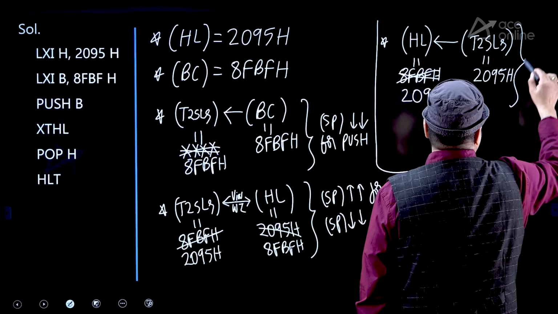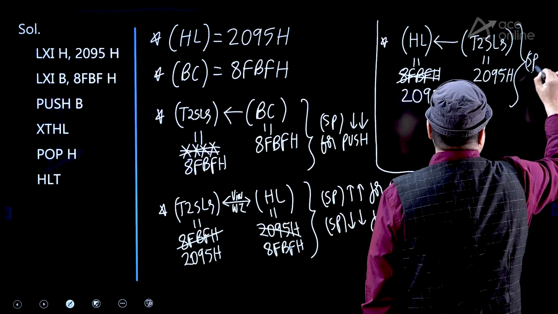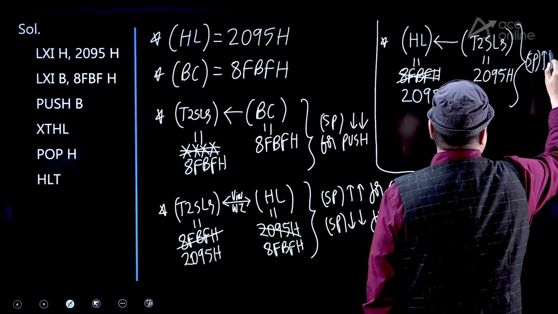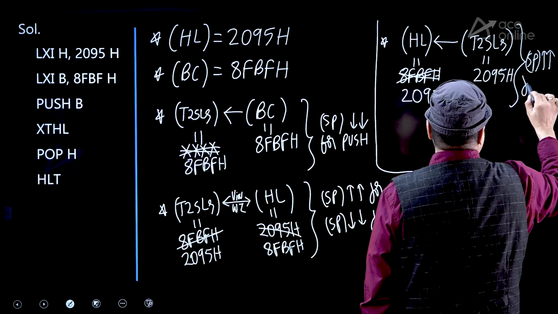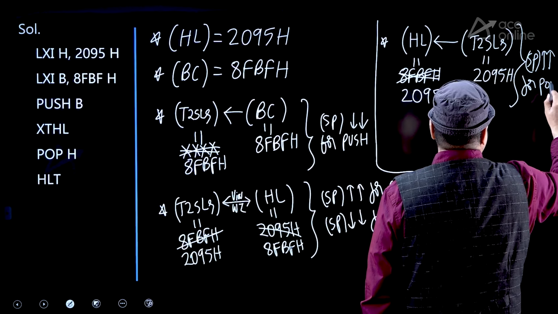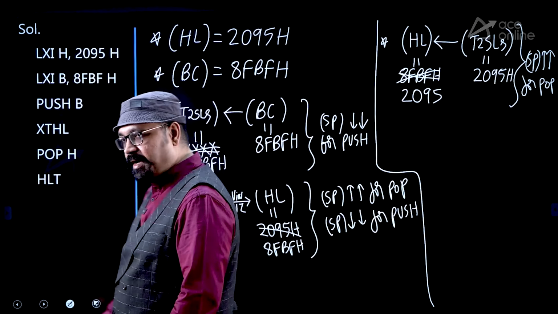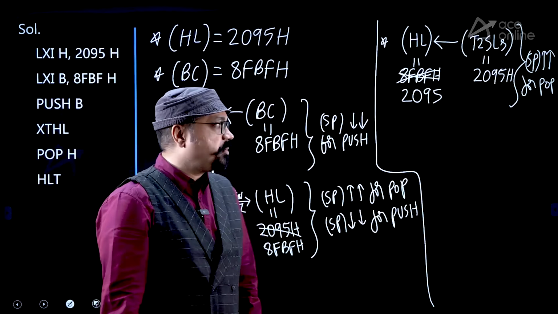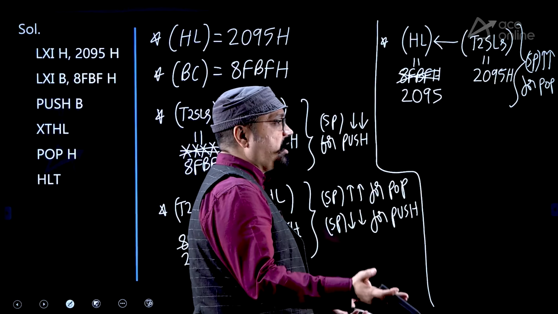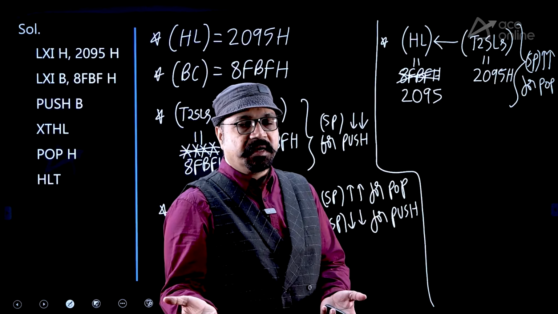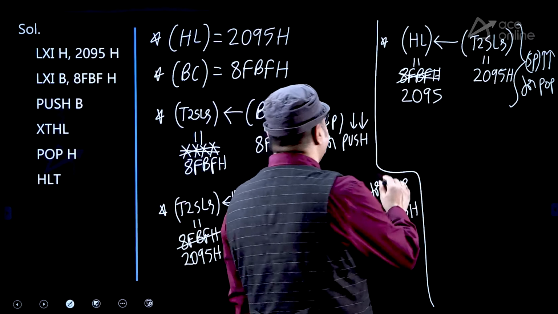What is the effect on the stack pointer for this popping? It is incremented by 2 for pop. For push, decremented by 2. For XTHL, it remains same. For pop, it is incremented by 2. Finally, the effect on the stack pointer is nothing at the end. Anyway, the question is not on stack pointer.